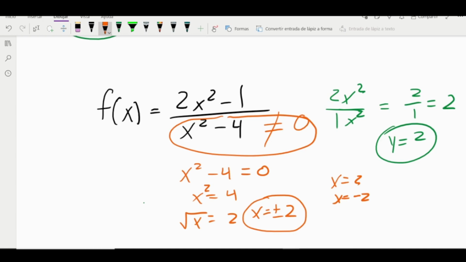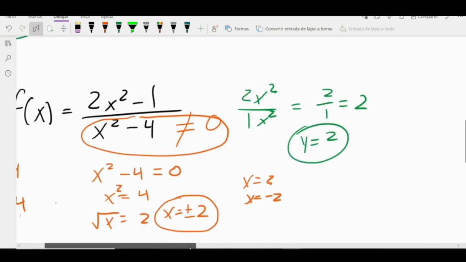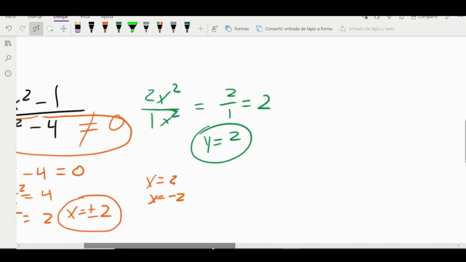Just in case you don't know why we have the positive and negative, just remember the situation. For example, remember what happens when we have 2 squared, that's 4, and also when we have negative 2 squared, also is 4. So when you apply the square root, you're going to have two values, positive and negative. So that's the situation, and here we found the vertical asymptotes, x equals 2 and x equals minus 2.